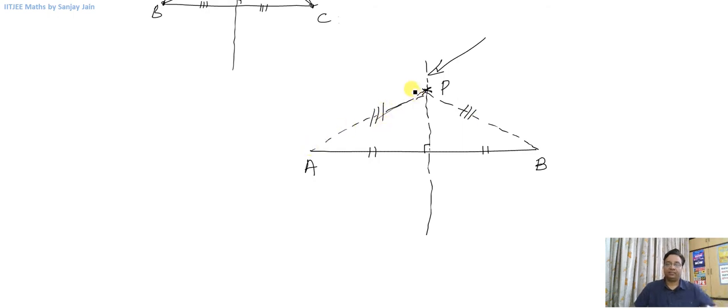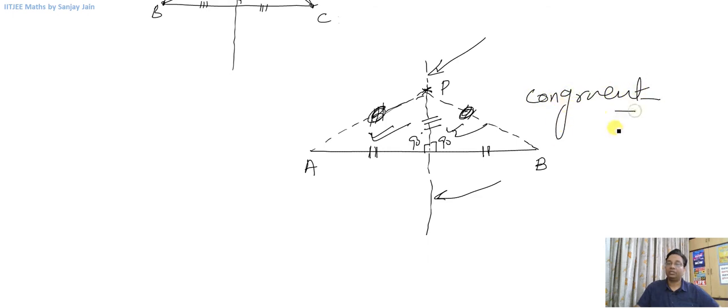If I join it with A and with B, what can you say about these two distances? AP and PB are equal to each other, and it will be true for any point falling on this perpendicular bisector. Why? We have already studied it in class 9th, but let me explain it once again. Forget about these signs for a moment. Now see, this angle is 90 degrees, so this angle will also be 90 degrees, right? And this side is common to both these triangles, and this segment is equal to this segment because this line is the perpendicular bisector. So these two triangles are congruent by the side angle side congruence criterion.